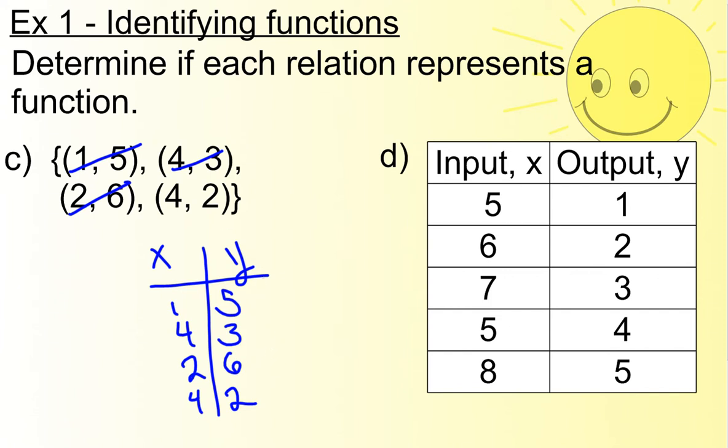Now I don't care if you use the list as it's shown up here, or if you use the table that I have made, and you can make it as well. You're trying to determine if it's a function. So does each input have exactly one output? Well, 1 only goes to 5, 4 goes to 3, but 4 is also going to 2. That's not a function. This is not a function because if you imagine graphing this, 1, 2, 1, 2, 3, 4, you'd have a dot where the y value is 2, but you'd also have a dot where the y value is 3. It doesn't pass the vertical line test. Each input does not have exactly one output. It has two different outputs. This is not a function.